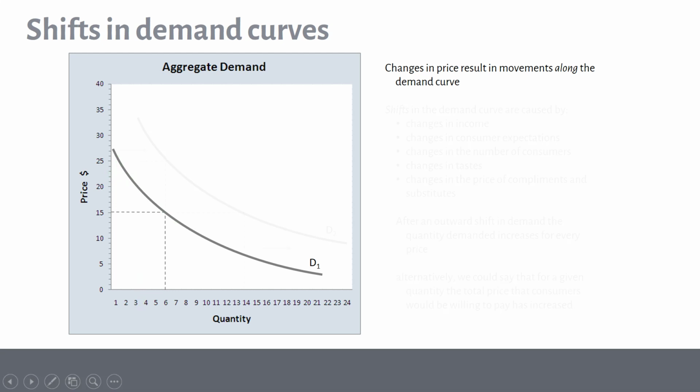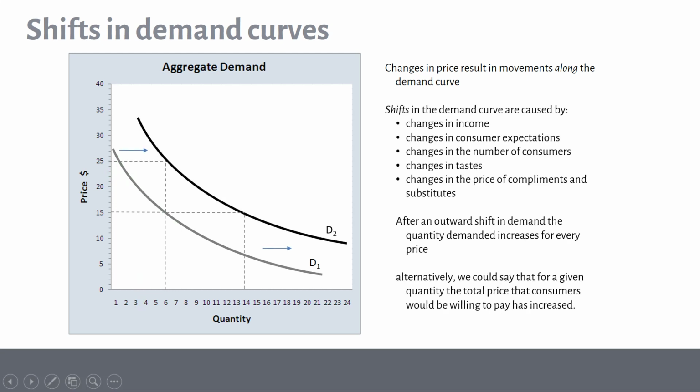Okay, well, let's talk about shifts in the demand curve instead. What a shift would be is, for instance, in this case, an outward shift, an overall increase in demand. You can see that, for instance, for a price of 15 on the original demand curve, which I'm calling D1, the quantity consumed was 6, and on the new demand curve, the quantity is 14. So at the same price, there's a larger quantity demanded. That's a shift in the demand curve.